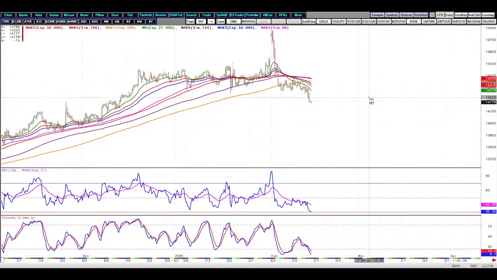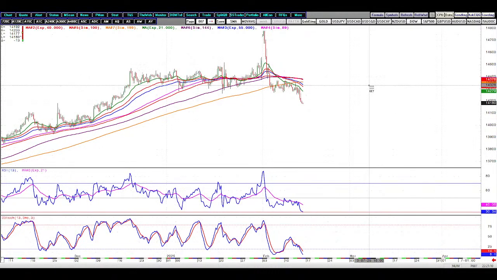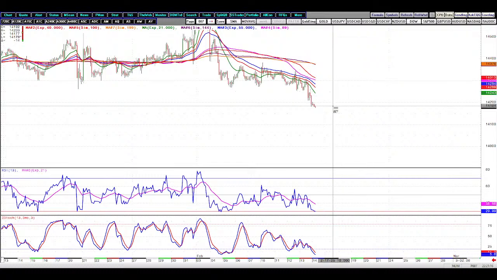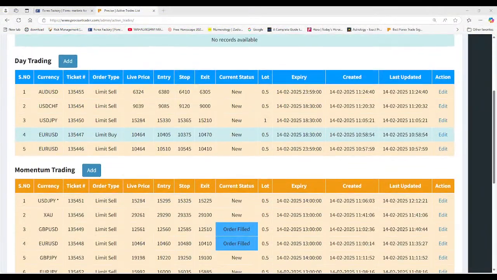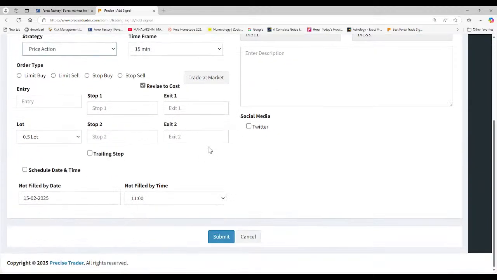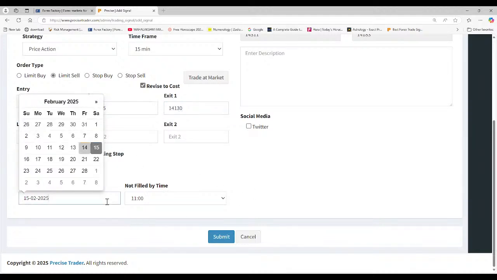So this is 60.30. Okay, 30 should be somewhere the 120 high. So here what we can do is, as I said, go for a sell at 142.30. Okay, 142.30, and 142.65 and 141.30.